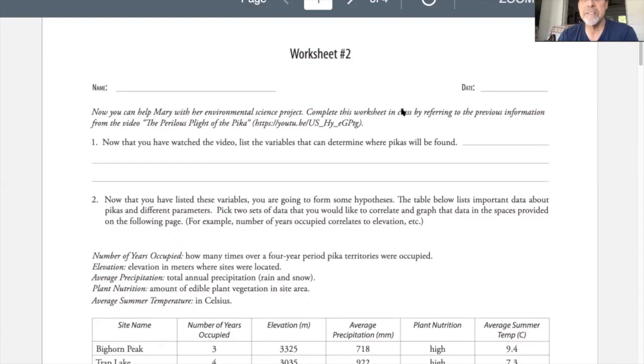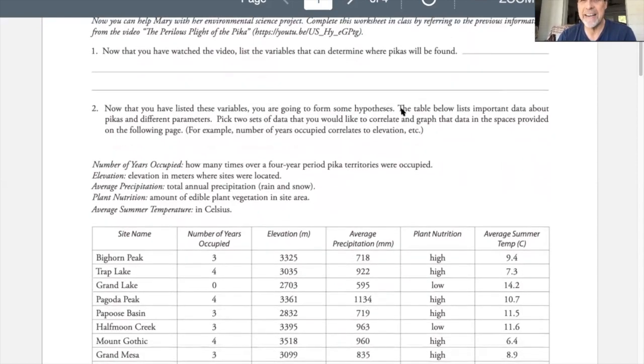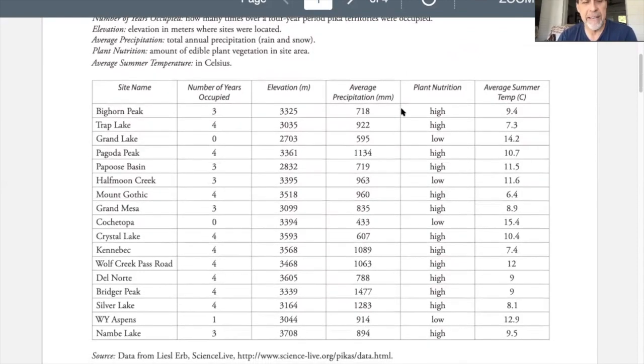Now that you've got some of these variables written down, maybe like temperature, location, elevation, kinds of food they like to eat, now you can form some hypotheses. Remember hypotheses from when we did the case study about hand washing. We learned about making hypotheses. So here we go again. We're going to look at these data right here. These are data that the case study provides you to give you information about the Pika.